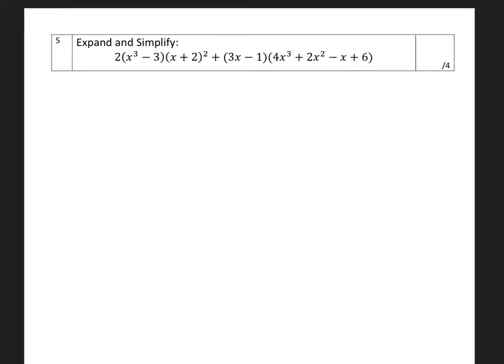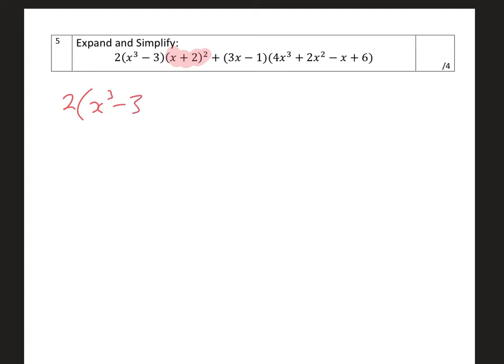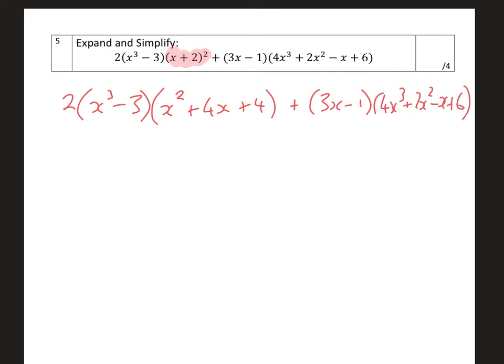Number 5, expand and simplify. So I would do the powers first, so I'd expand that first. So I'm going to leave that alone. And x plus 2 squared means x plus 2 times x plus 2. So I'm going to get an x squared. I'm going to get 2 lots of 2x's, so that's 4x. And I'm going to get 4 at the end. Plus 3x minus 1 times 4x cubed plus 2x squared minus x plus 6. Now, I'm just going to expand them now.